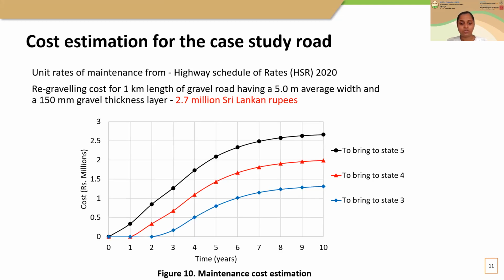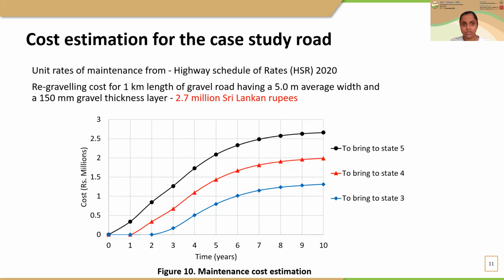So this is the expected cost behavior for this selected road section with time. Here we can see the cost to bring the road section to state 5, 4 and 3 are different. So depending on our requirement or the council requirement, we can select the type of maintenance work we need to do for the road. And also we should note that when the time is higher, the cost will increase. So if we do not take the maintenance decisions at the correct time, some unexpected costs will be required for the maintenance.